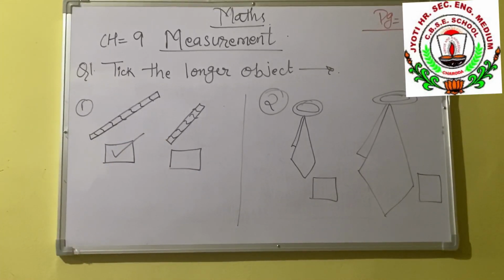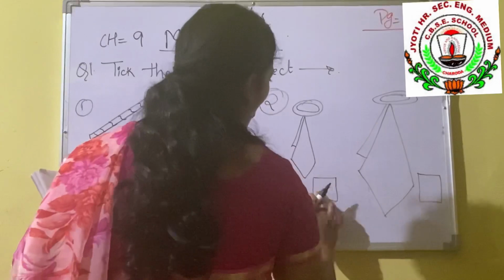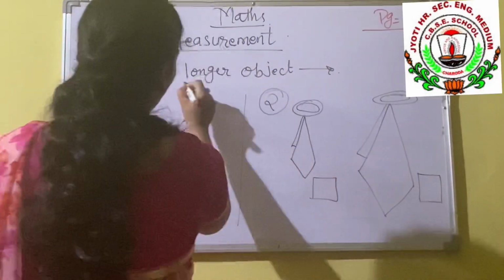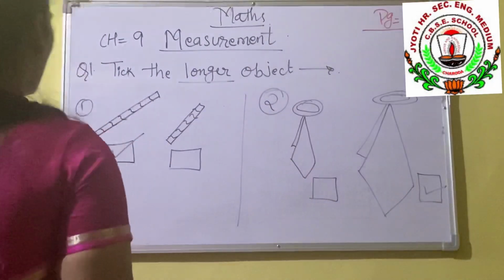Now, second question, which tie is longer? This one is bigger and this one is smaller. So where do we have to tick? In longer, the long one. Okay, so here is our answer.